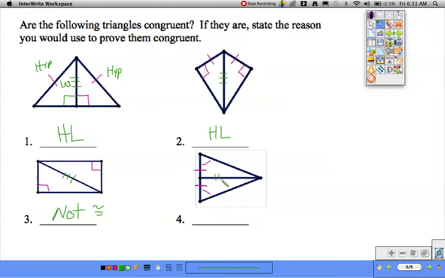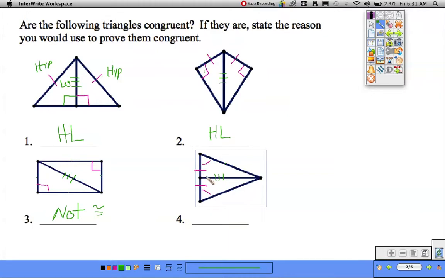I'm hoping you marked this side as reflexive, congruent to itself, because it's being shared. So at first glance, it looks like an angle side side again. We know angle side side is not one of the 5 theorems. However, we look and see, is this a right triangle? Well, it looks like it, but it's not marked. So hypotenuse leg is not going to work here. I don't know if this side is a hypotenuse or not because the right angle is not marked for me here.